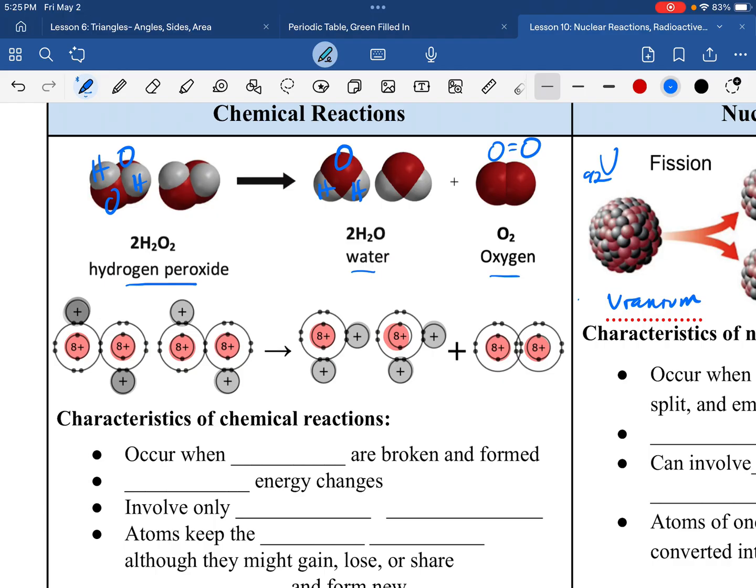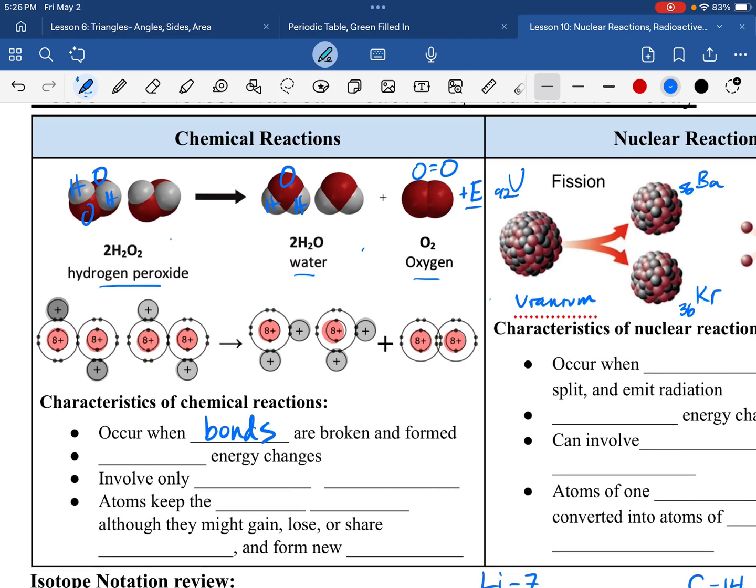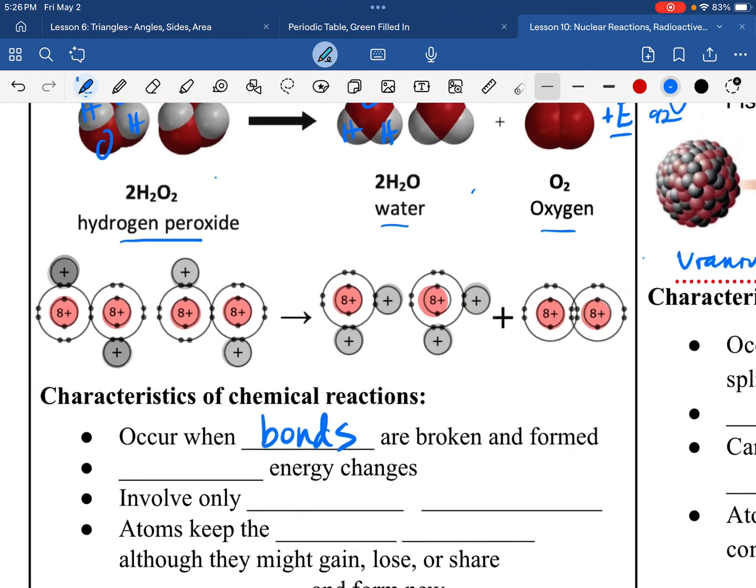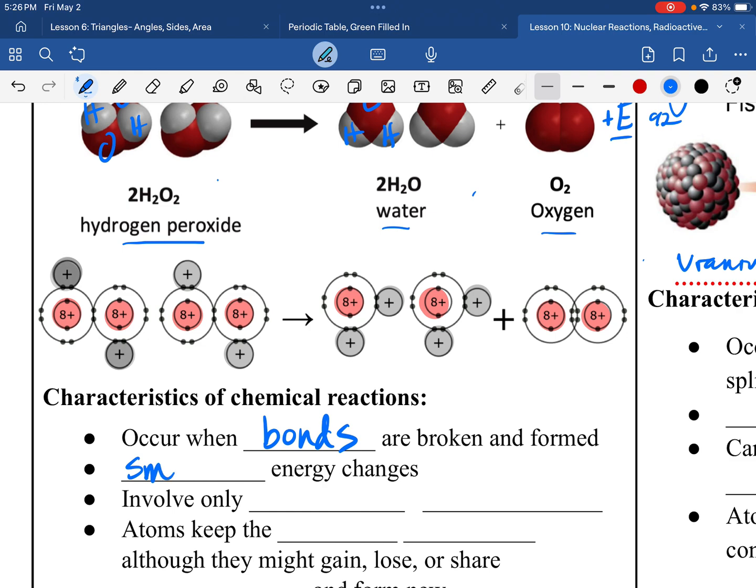So chemical reactions occur when bonds are broken, first in the reactants, and then reformed in different combinations in the products. And they involve absorbing or releasing energy. This particular reaction of hydrogen peroxide breaking up into water and oxygen releases energy. It's exothermic, but it's not a ton of energy, not compared to a nuclear reaction, which we'll learn about in a moment, which releases a lot of energy. So chemical reactions have small energy changes.